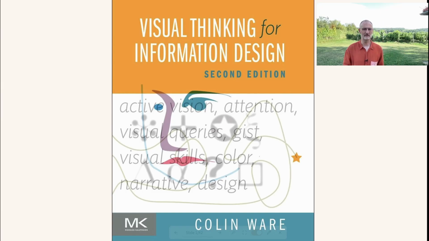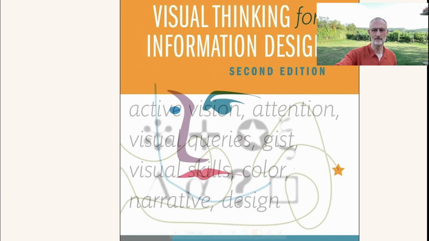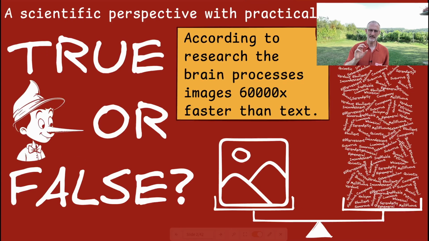I'm in Eastern Slovenia on holiday and I'm reading Visual Thinking for Information Design by Colin Ware. I'm not yet done with the book, but the book is so rich in useful information that I thought I would share with you what I've learned from the book so far, and maybe I'll cover the rest in an upcoming video. I stumbled upon this book as I was doing research for my previous video.